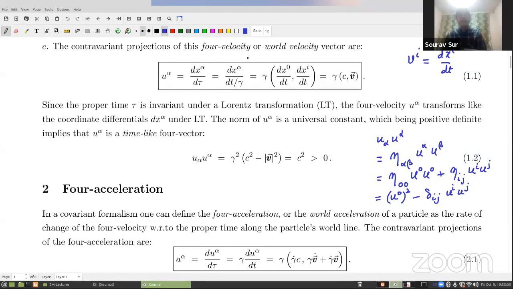Now from here, you can see u^0, when you put alpha equal to 0, then you have this component, gamma times c. u^0 is gamma c, and u^i is gamma times v^i. So putting all these things here, you'll finally land up with this. And gamma squared, if you remember, gamma squared is 1 minus v squared by c squared to the power minus 1.